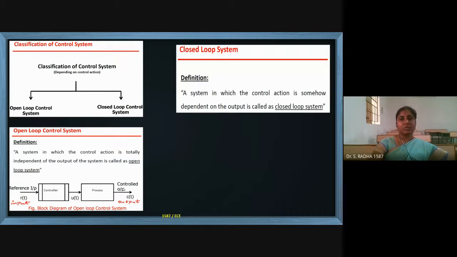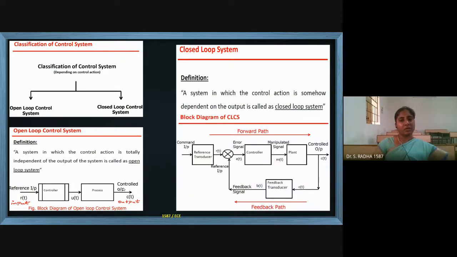If you see the closed loop control system, whatever blocks are involved will be dependent on the output. We should get the desired output. Here the input is R of t. This transducer is optional. What the transducer does is convert a non-electrical signal to an electrical signal, or vice versa.